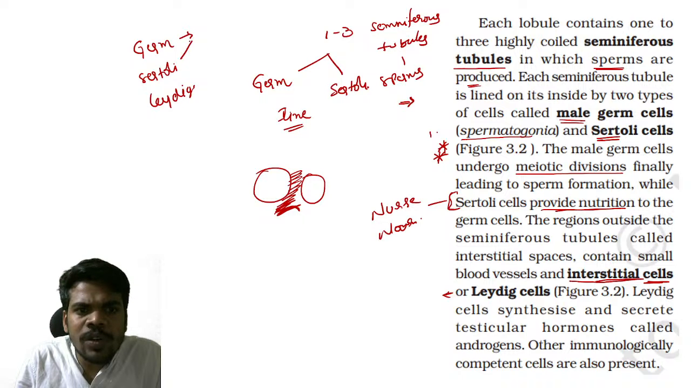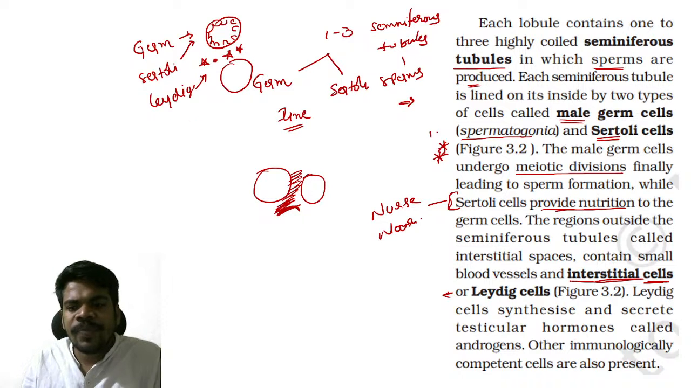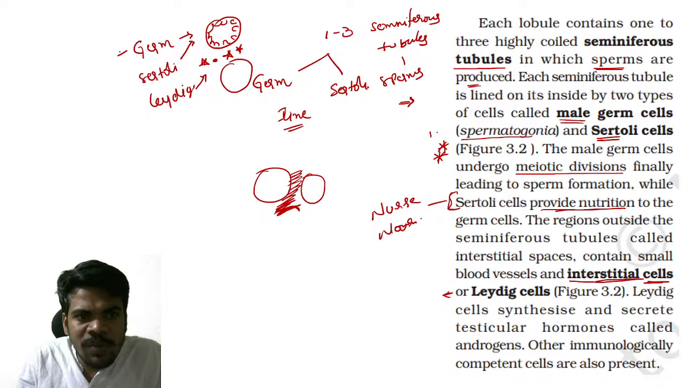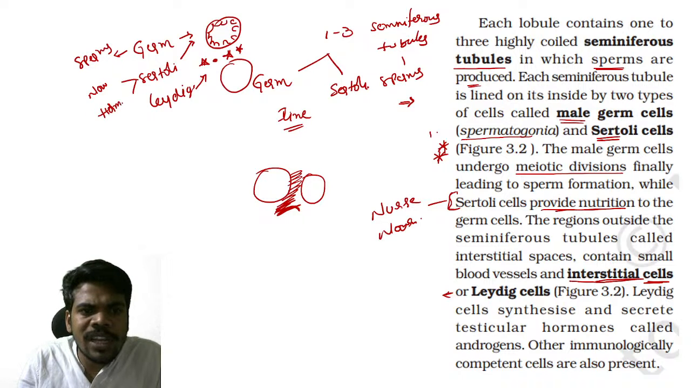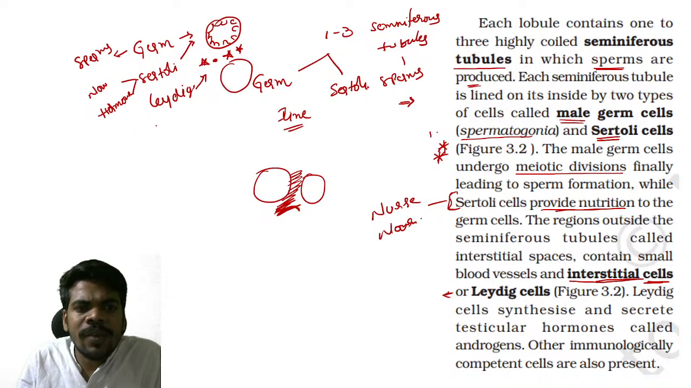Germ cells and Sertoli cells are present inside the seminiferous tubule like this. Leydig cells are present outside the seminiferous tubules like this, the interstitial cells. Germ cells produce sperms. Sertoli cells have 2 functions, nourishing and hormone. They release a hormone called inhibin. And Leydig cells produce androgens.